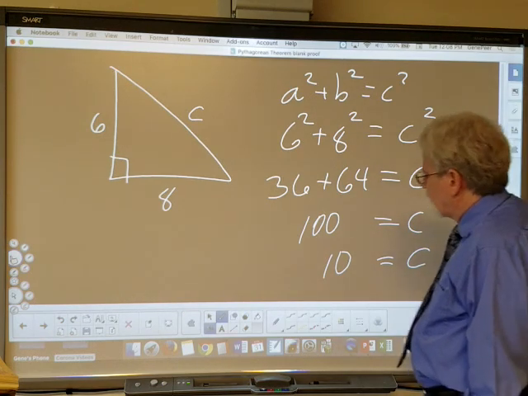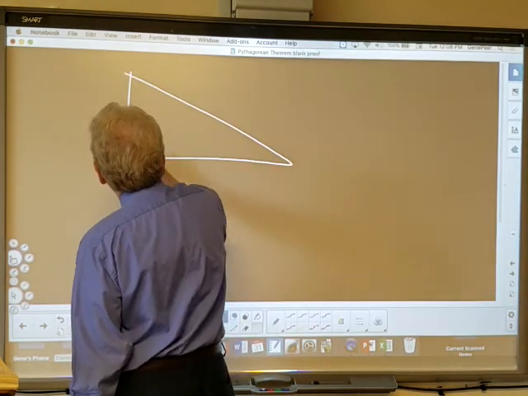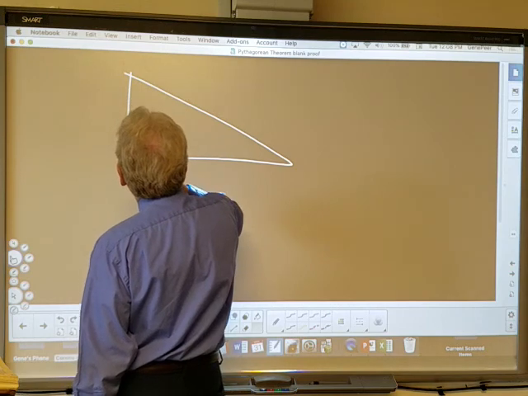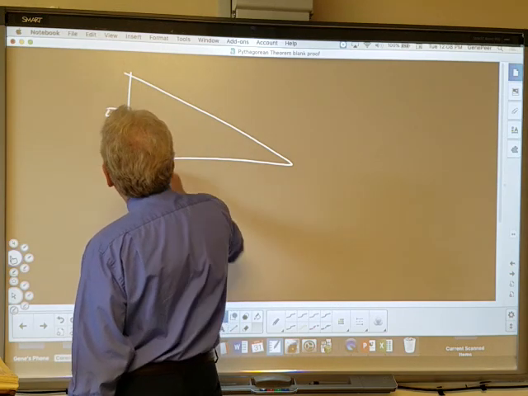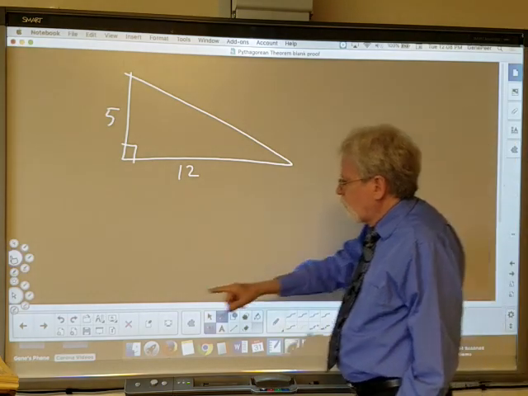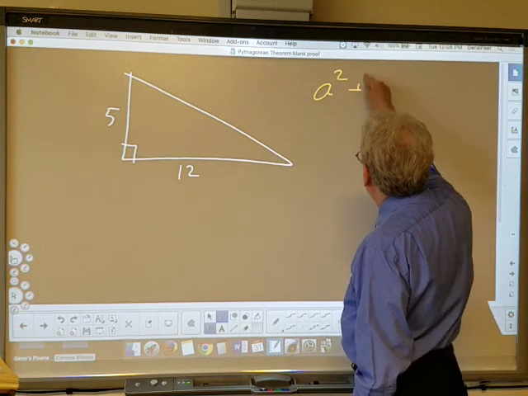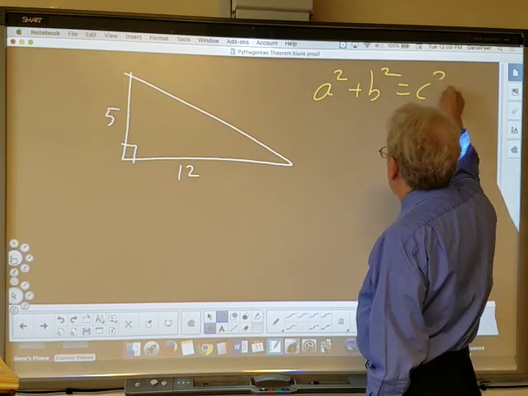Let's do an example that's considerably uglier. Consider this one. Oh, how about if we do 5 and 12? This one's kind of fun. Again, we start with the famous Pythagorean theorem, and this should be on your paper first thing. A squared plus b squared equals c squared.